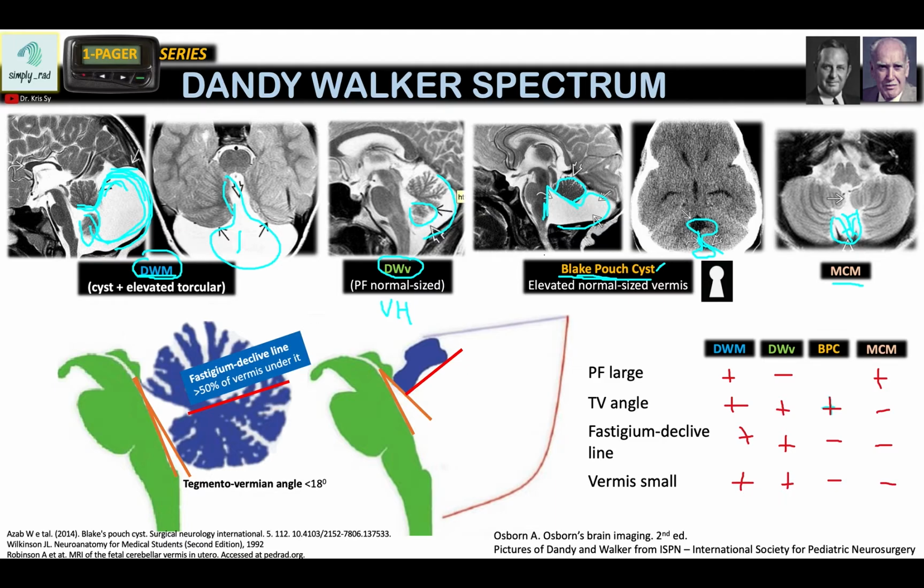Also, in megacisterna magna, since it is somewhat often just a normal variant, you will not see any supratentorial abnormalities in the same way you would expect from Dandy Walker.